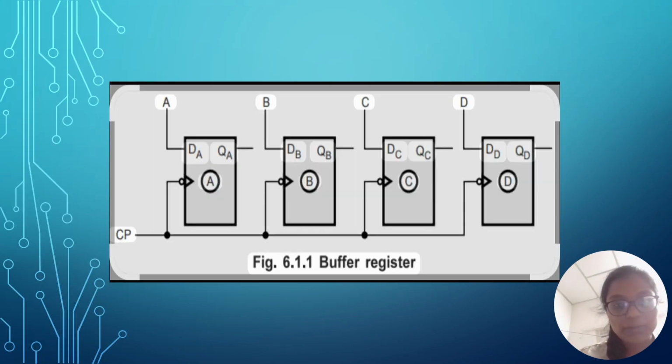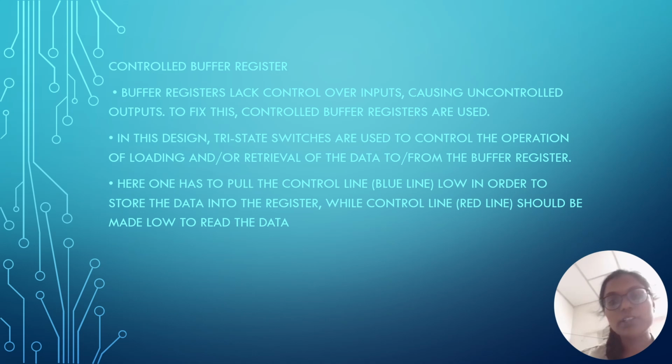And the next, in this slide, we see the control buffer register. In the previous slide, we discussed the buffer register. After that, we have control buffer registers. Buffer registers lack control over inputs, causing uncontrolled outputs. To fix this, control buffer registers are used. In this design, tri-state switches are used to control the operation of loading and or retrieval of the data to or from the buffer register.